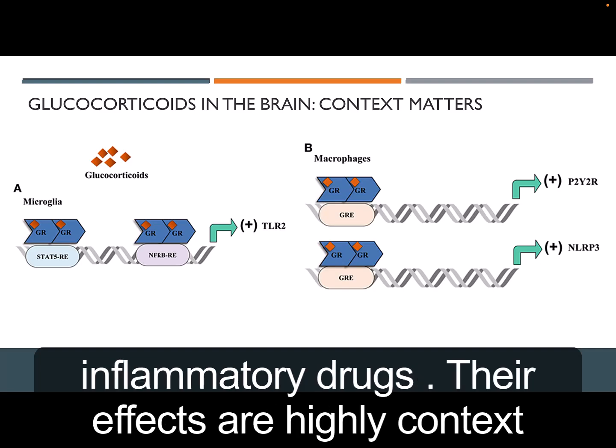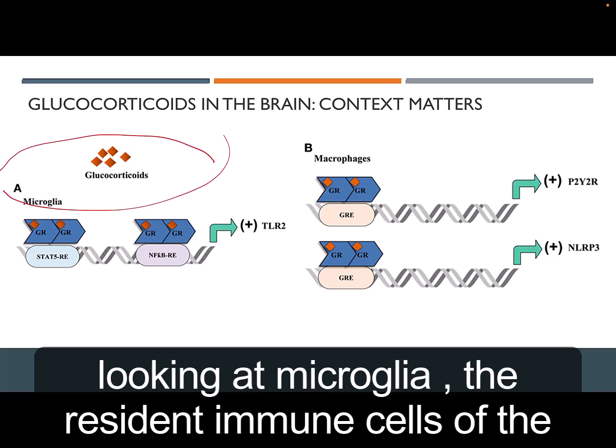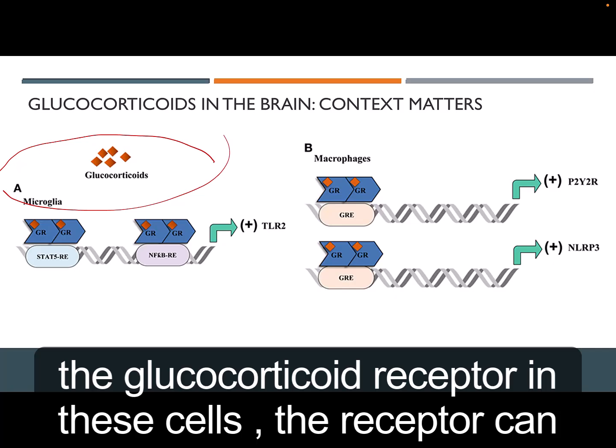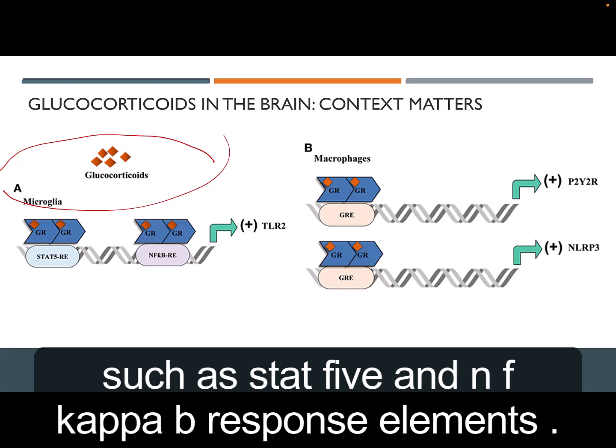This slide highlights an important idea that often gets overlooked when we think about glucocorticoids as anti-inflammatory drugs. Their effects are highly context dependent, especially in the brain. On the left side, we're looking at microglia, the resident immune cells of the central nervous system. When glucocorticoids bind the glucocorticoid receptor in these cells, the receptor can interact with different transcriptional partners, such as STAT5 and NF-kappa B response elements.